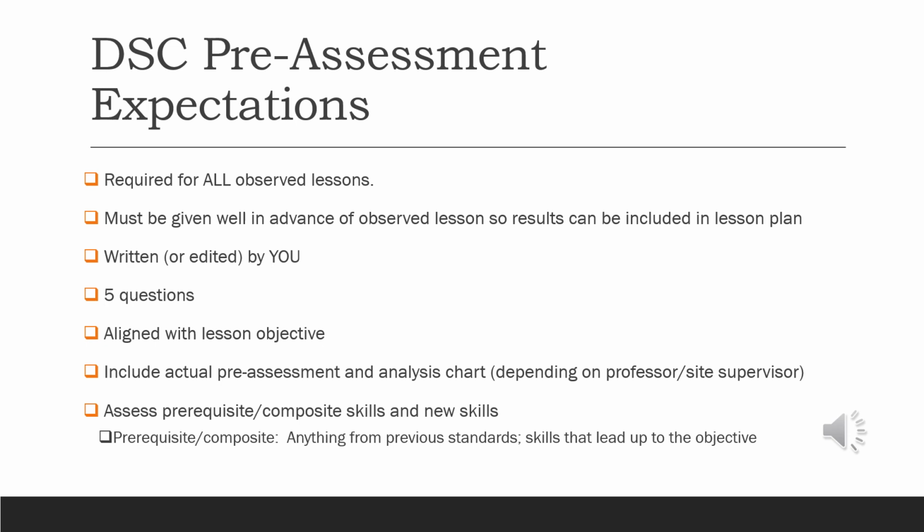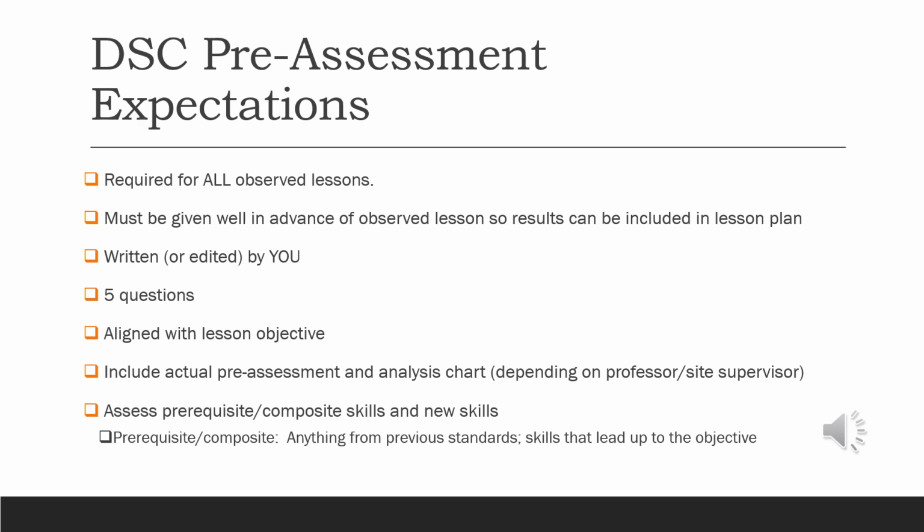Like I said, 5 questions maximum is what we're looking for until you're in that course where you're asked to do more explicit pre-assessments. Definitely needs to be aligned with the lesson objective. So as you're writing your pre-assessment, you need to keep going back to that beginning with the end in mind to find out that you are assessing exactly what you said you would be having the lesson about. And when you turn it in, you need to always turn in the actual pre-assessment itself and the analysis chart, which I forgot. I'm going to show you how to do that.